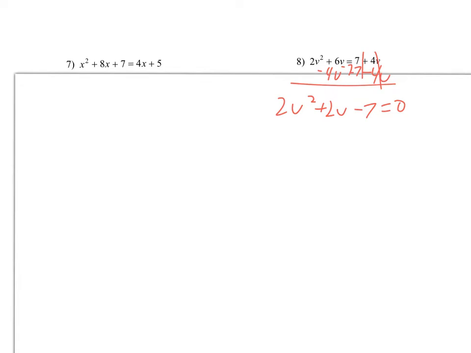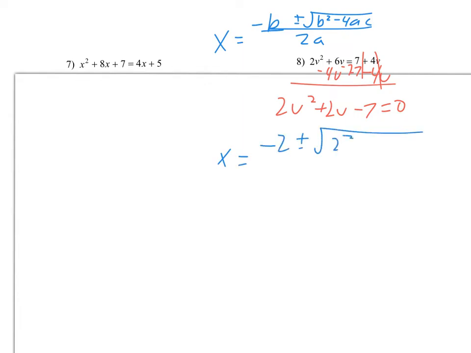So now I'm going to get into quadratic formula again. I'll go ahead and write it down again. Negative b plus or minus the square root of b squared minus 4ac all over 2a. So I know here b is 2, so I'm going to put negative 2 plus or minus the square root of 2 squared minus 4 times 1 times negative 7 all over 2 times 2.